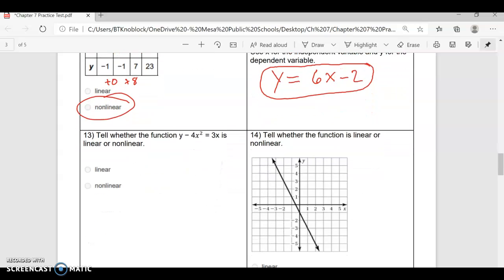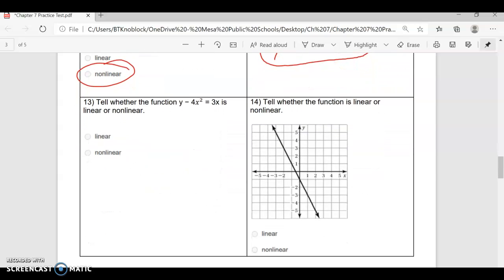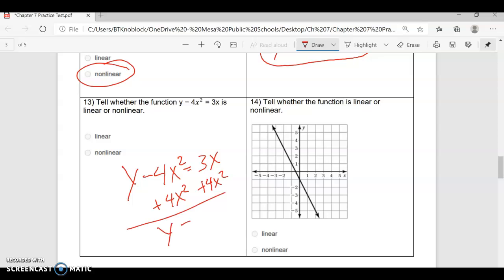Number 13. Since this one has an x squared, because you have y minus 4x squared equals 3x, if we add 4x squared to both sides, you end up with y equals 4x squared plus 3x. Since there's an x squared, the answer is nonlinear. That will not be a straight line.